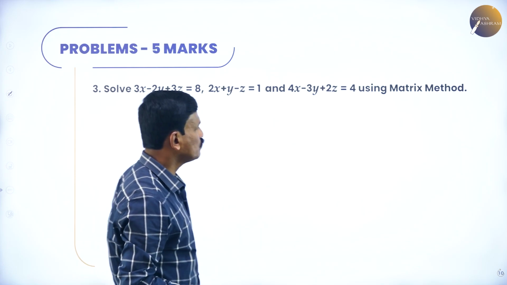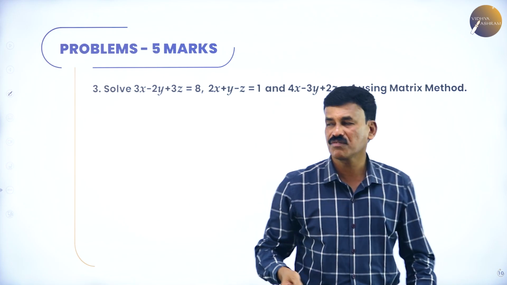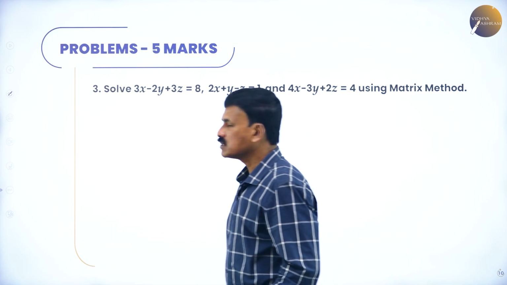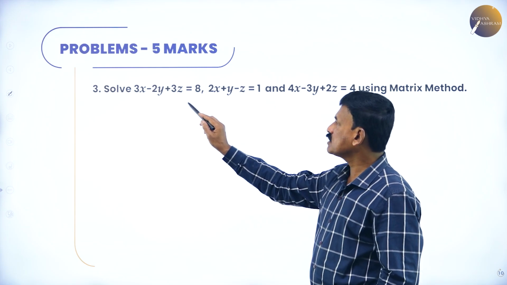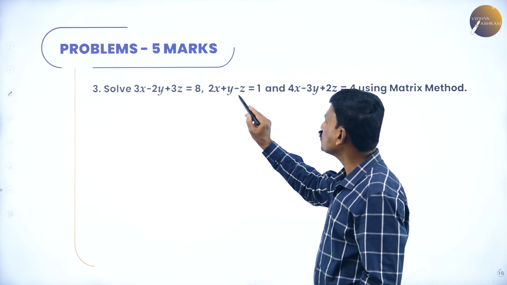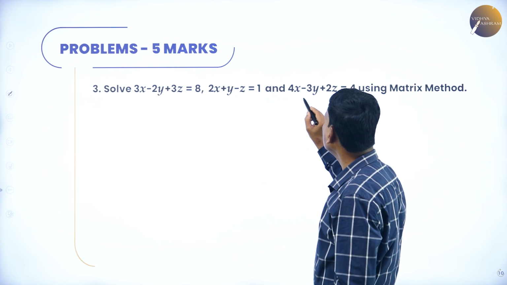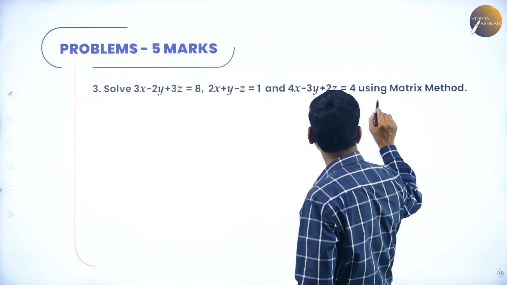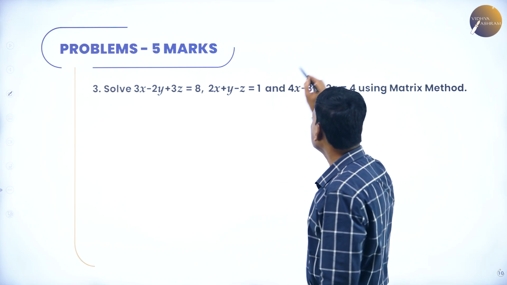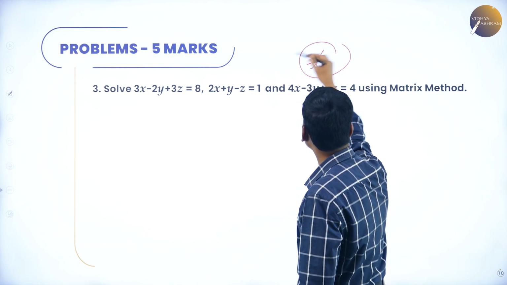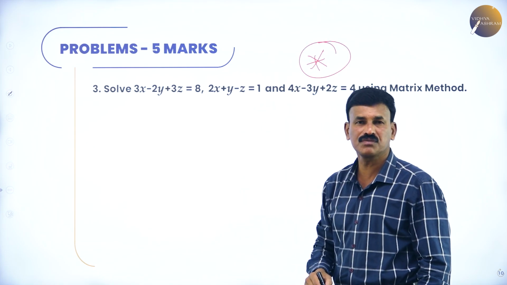Now, this is a very important type of problem for 5 marks. It's a 5 marker question. Solve the system of equations 3x minus 2y plus 3z is equal to 8, 2x plus y minus z is equal to 1 and 4x minus 3y plus 2z is equal to 4 using the matrix method. These types of problems are very important. This is a sure question for 5 marks.